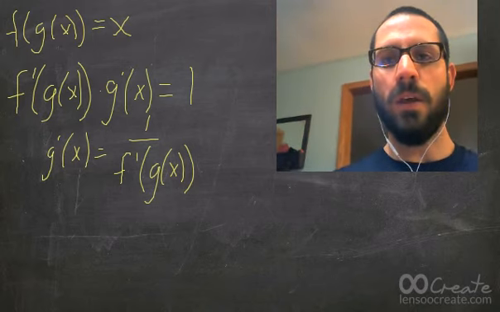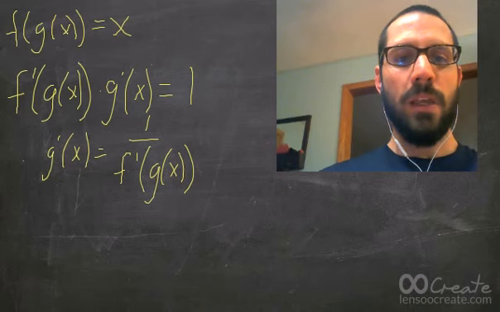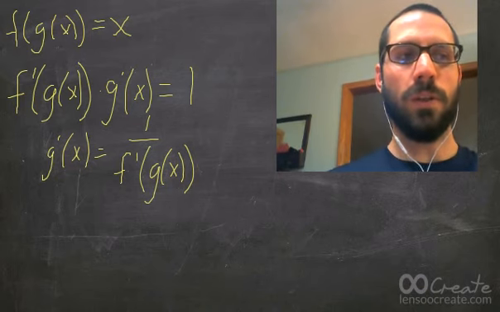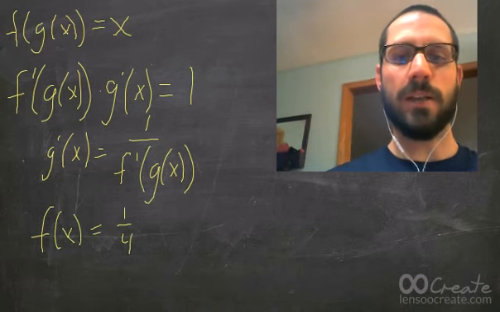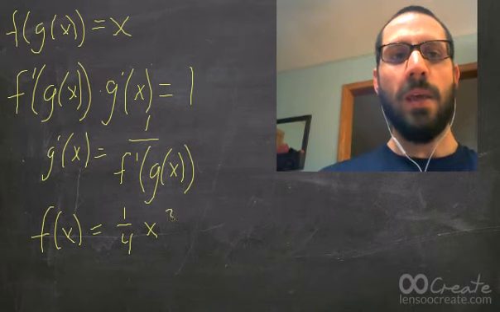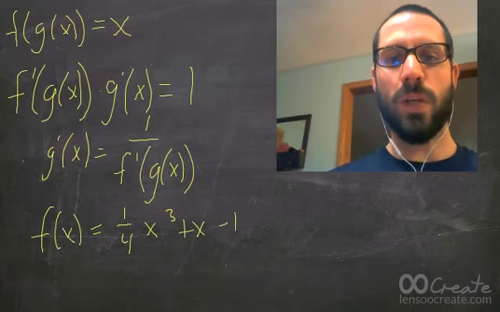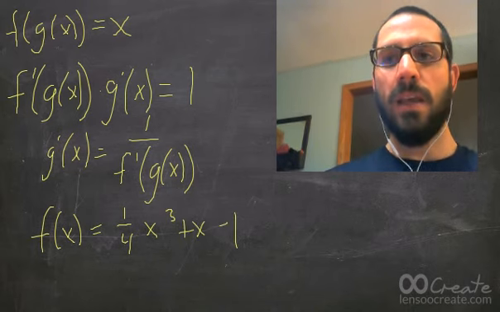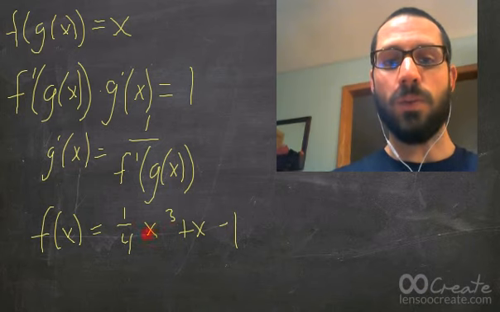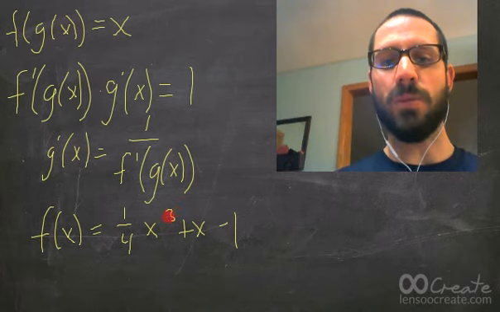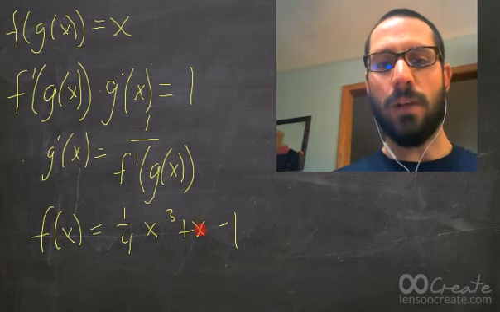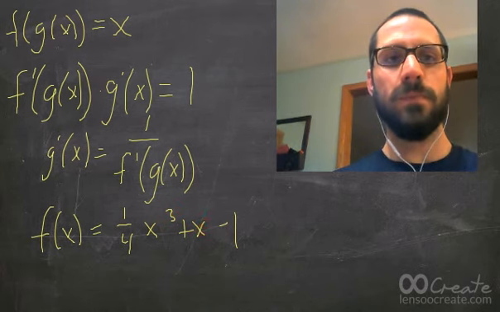So where is this useful? This is useful a lot like what we did with implicit differentiation. If we have a function, say f of x equals 1/4 x cubed plus x minus 1, and we can't just switch x's and y's and get the new y by itself. The reason we wouldn't, same thing with implicit differentiation, is that we've got an x cubed and an x. We'd never be able to factor it out.